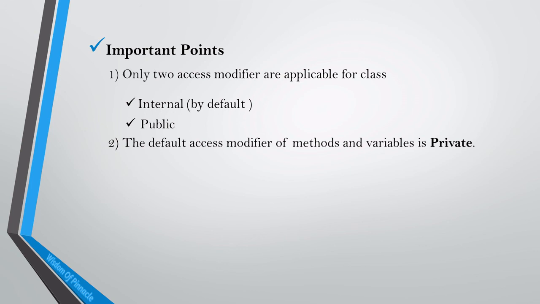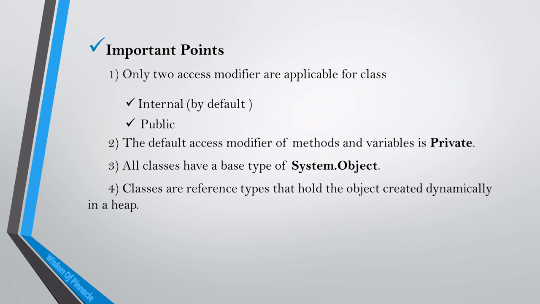After that, all classes have a base type of System.Object. So the base class is System.Object for all classes. After that, classes are reference types that hold the object created dynamically in a heap. This point we have already covered in the first part: classes do not occupy any memory, whereas objects occupy memory in a heap.